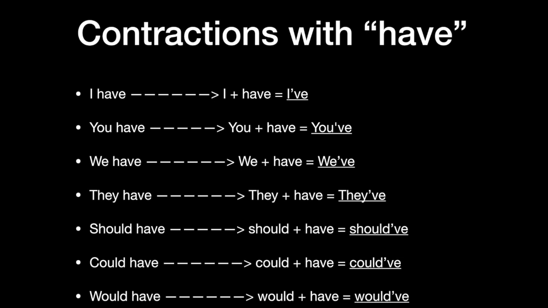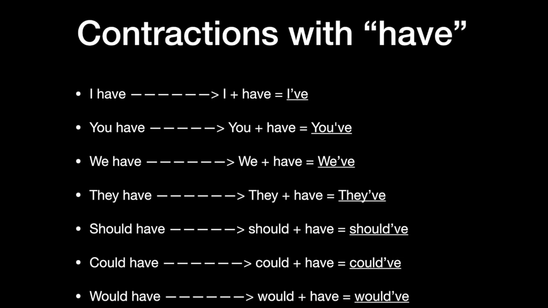So next we have you have, you've; we have, we've; they have, they've. And then we go down to a little bit different form. We have should have becomes should've, could have becomes could've, and would have becomes would've.